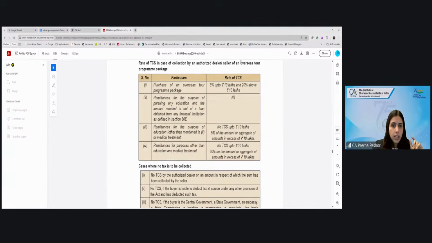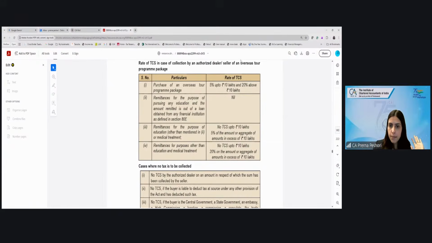And for LRS, there is 10 lakh limit. For overseas tour program package, there is also 10 lakh. So whether again that is combined threshold, the answer is no. For LRS, there is a combined threshold of 10 lakh. For overseas tour program package, you have 5% even if it is below 10 lakh. There is no threshold. It says 5% below 10 lakh. More than 10 lakh, it is direct 20%.